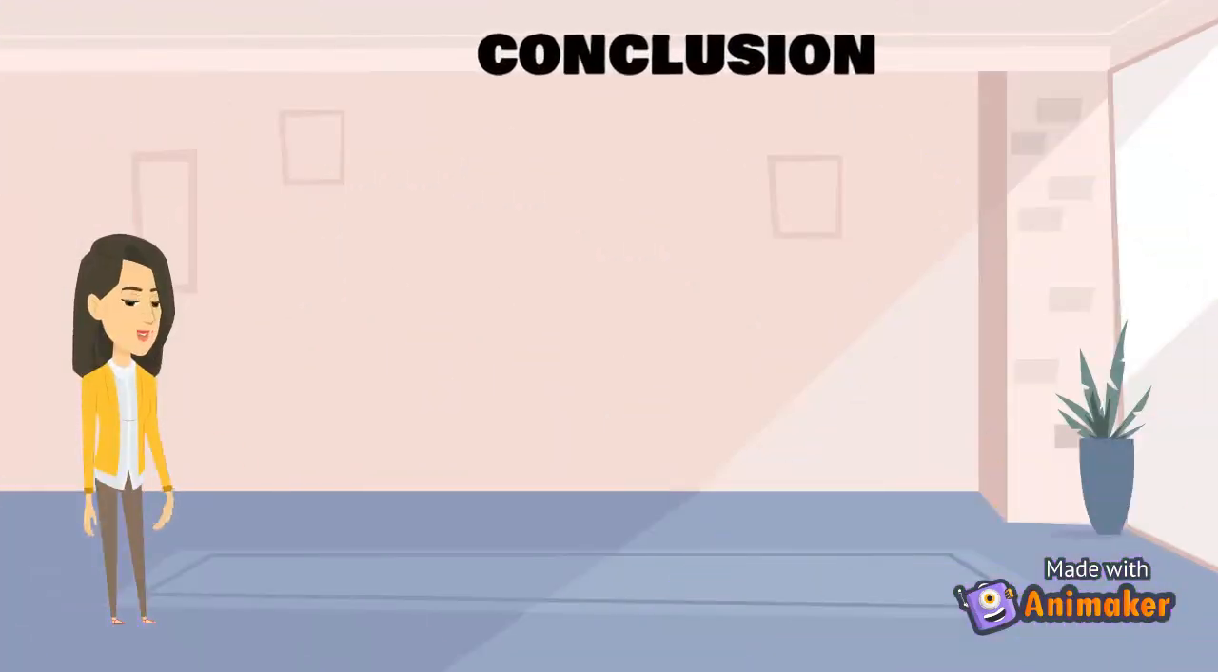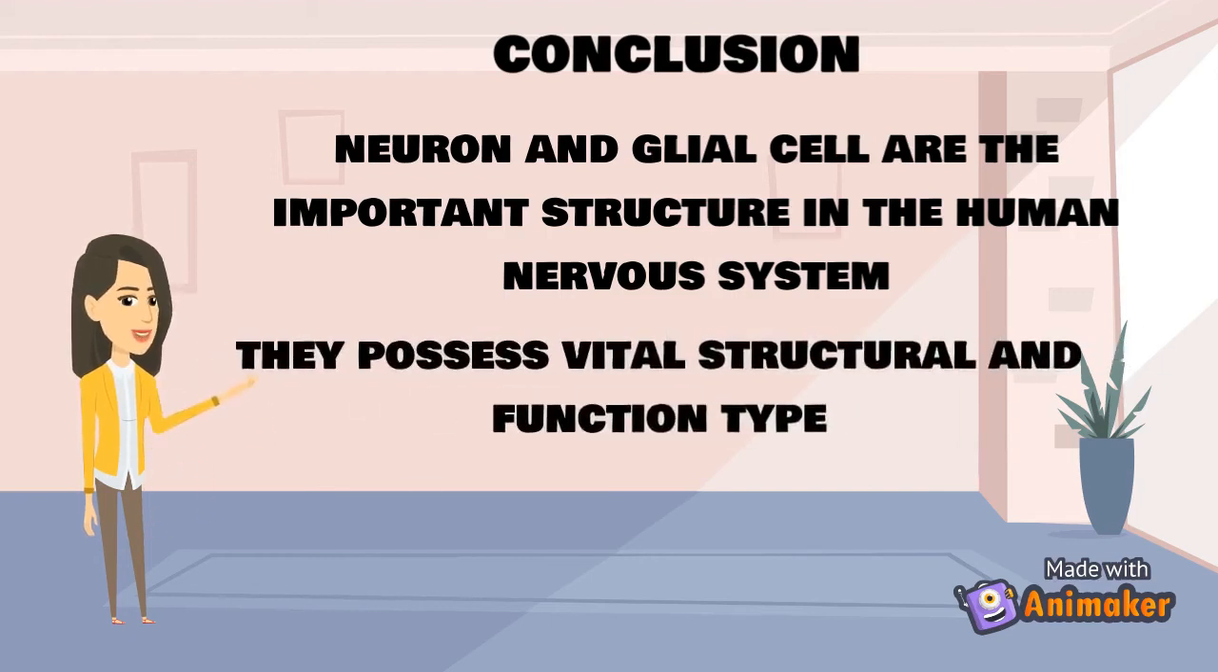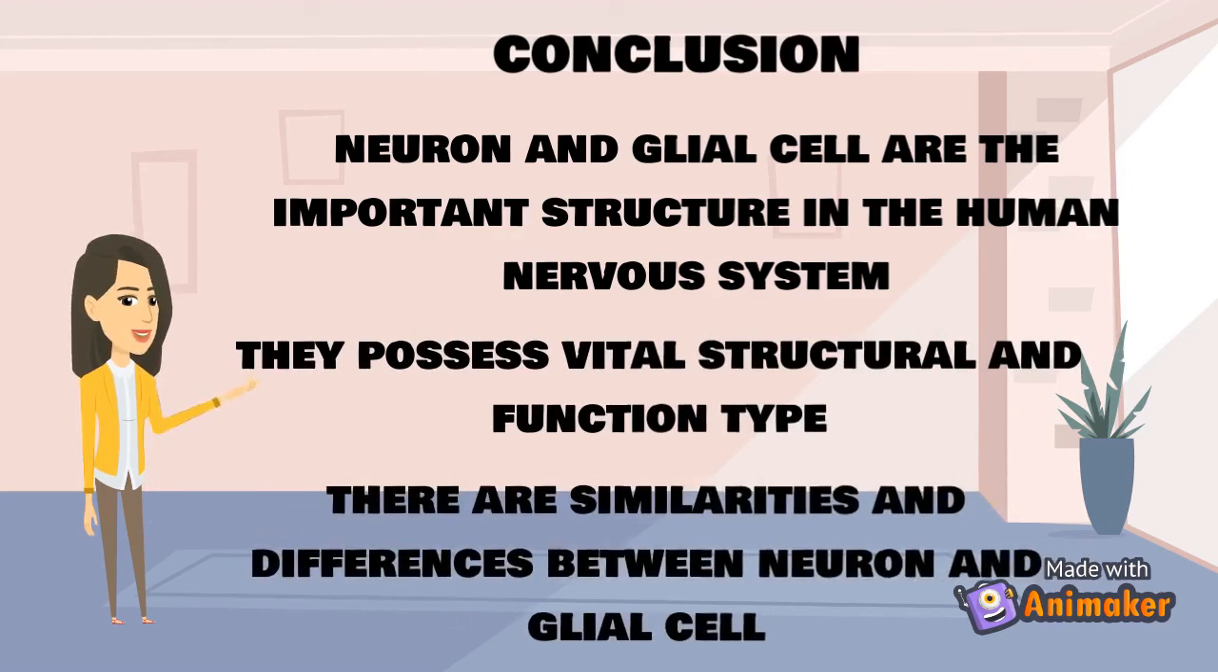In a nutshell, neuron and glial cell are the important structures that make up the human nervous system. Billions of neurons create trillions of connections in the adult nervous system. These two structures possess various vital structural and functional types. Despite a variety of differences between neuron and glial cell, there are some similarities between them. The crosstalk and interaction between neuron and glial cell occur at various levels in the developing and mature nervous system so that it is maintained in the best condition.